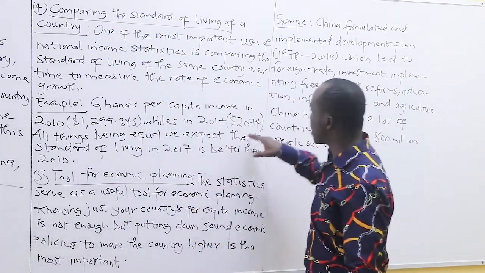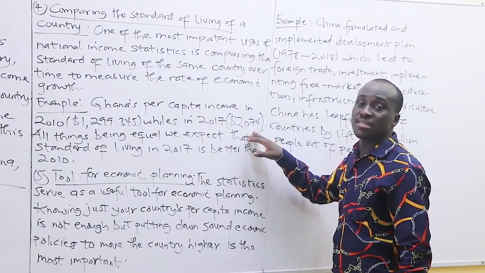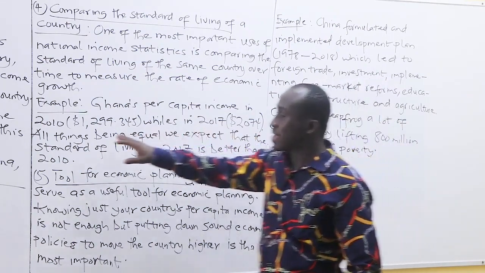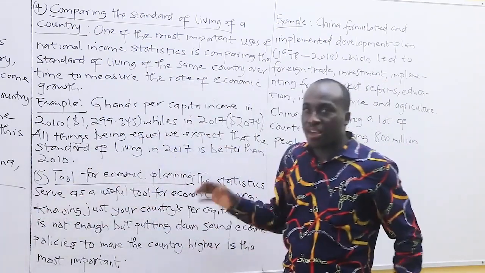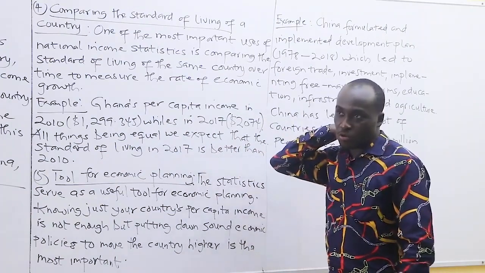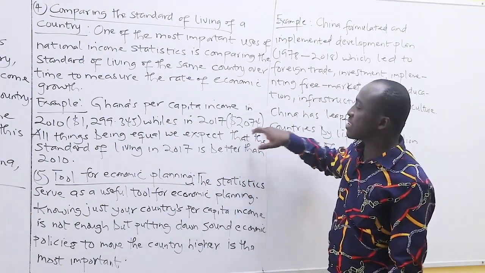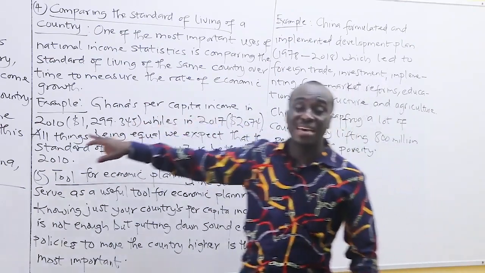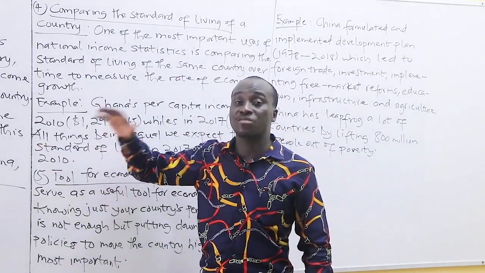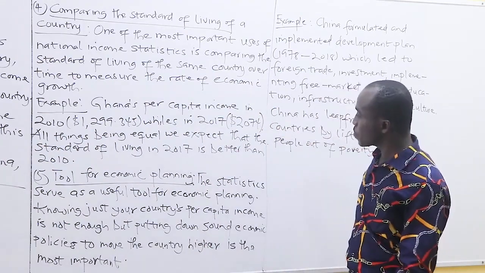All things being equal, we expect that the standard of living in 2017 is better than in 2010. So if the per capita income in 2017 was $2,704, and that one is 2010 in Ghana, we can argue, all things being equal. I'm saying all things being equal because sometimes it doesn't follow that logic. We expect that people's standard of living in 2017 should be better than 2010, if things work perfectly based on the per capita income.